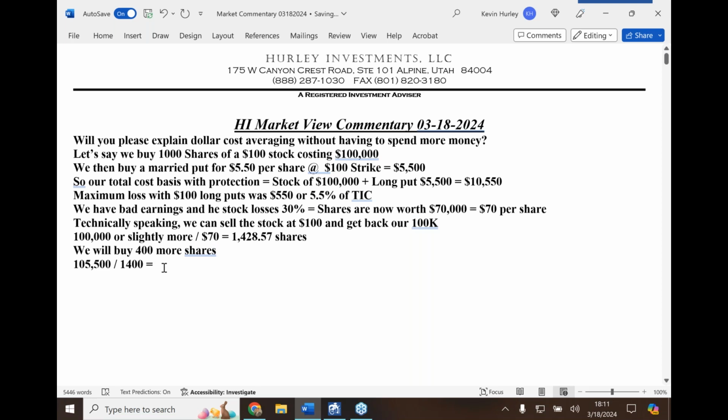Let's see if I've got it all right. We're going to say on the worst case scenario we're going to lose all of that long puts. But our new cost basis is now going to be $75.39 per share.